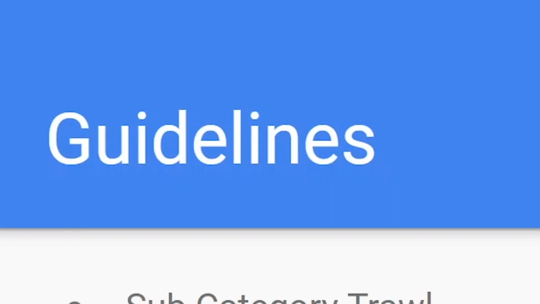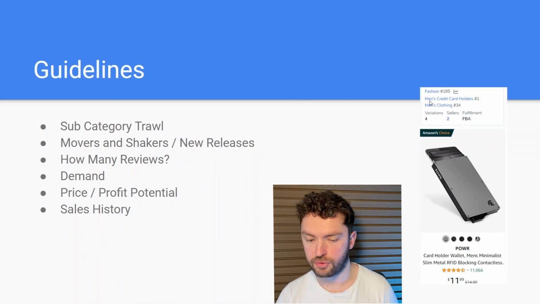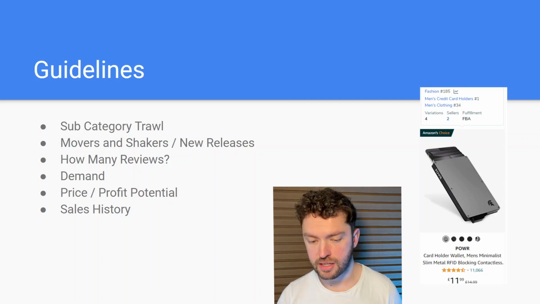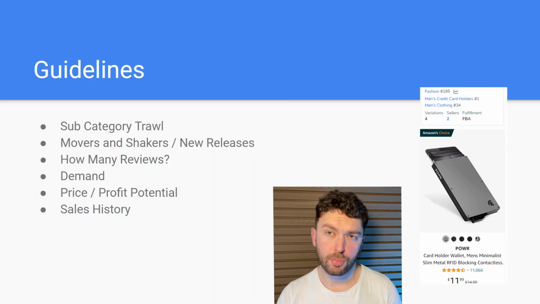Let's jump into my screen and I will show you inside of the process. Okay, so I've put together a presentation for you, and I want to give you a couple of methods that you can take away today and start looking for products to sell on Amazon without signing up to any software. So the guidelines I'm going to run through are the subcategory trawl, movers and shakers and new releases. And then we're going to talk about how many reviews a product might have, how many reviews the competition have, how you can look at demand, how you can look at the price and profit potential, and looking at the sales history of a product.